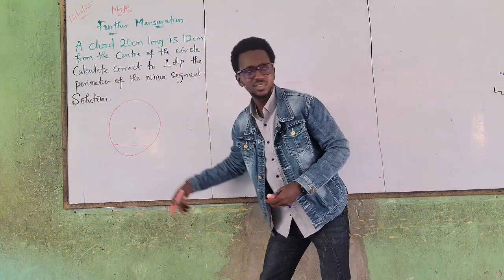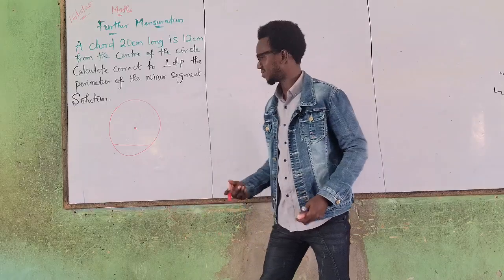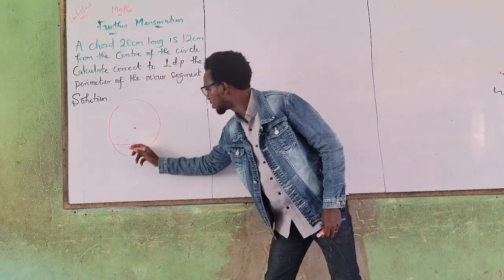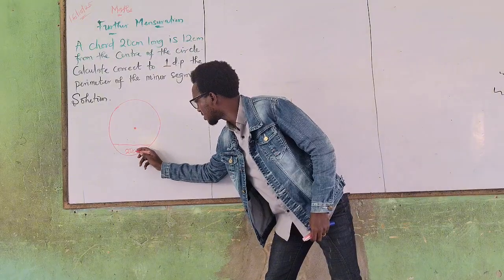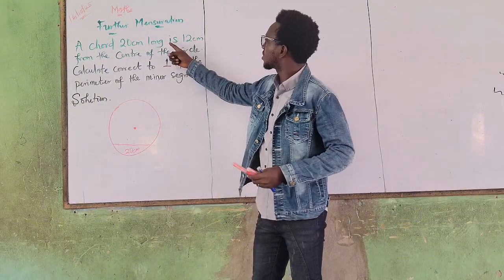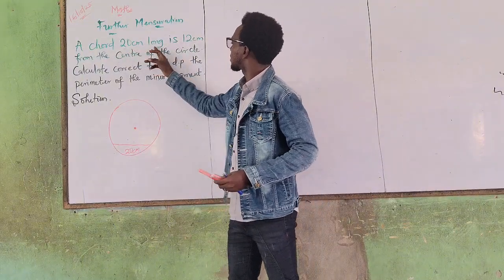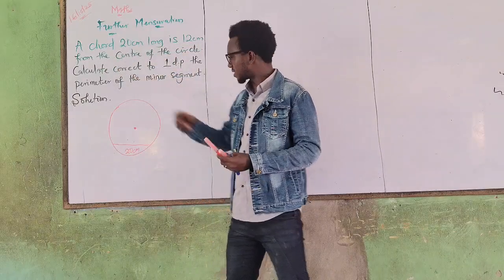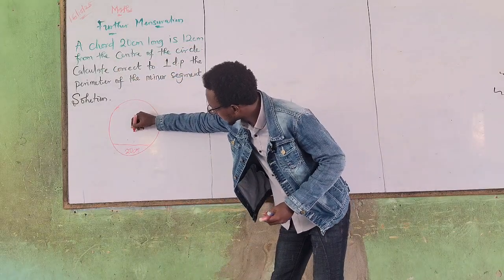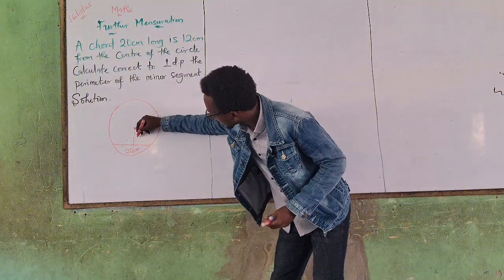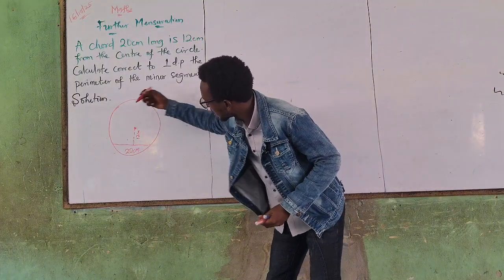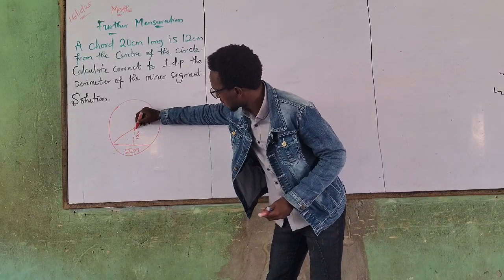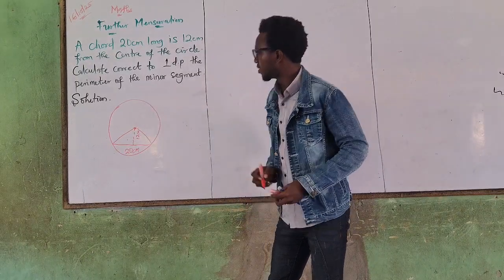Let's say this is the length of the chord. We've been told that it is 20 centimeter. Now we are told again that a chord 20 centimeter long is 12 centimeter from the center. That means from this center, it is 12 centimeter. So we can decide to complete it. This is going to be the radius. This is also going to be the radius.